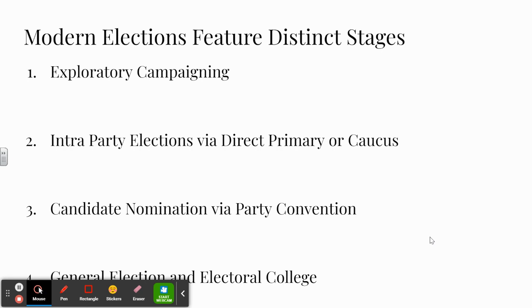Okay, there's still the exploratory campaigning. There's still intra-party elections through primaries and caucuses. That still happens at the congressional level, and it happens at the state level. We'll talk about that here in a second. And then candidate nomination via party convention. We don't necessarily see a convention style in how this works. And then you're going to have the general election and midterm elections. We're going to remove the electoral college for this piece, right? So there's no electoral college piece to congressional elections.